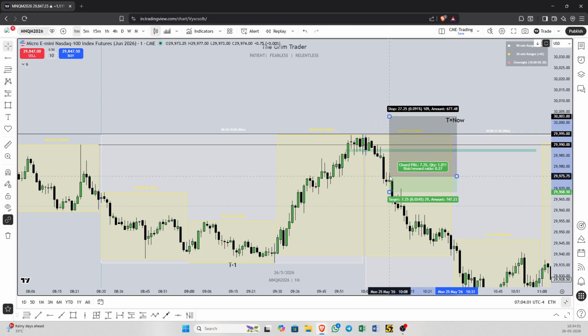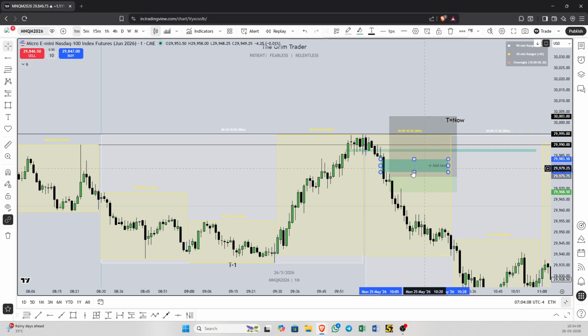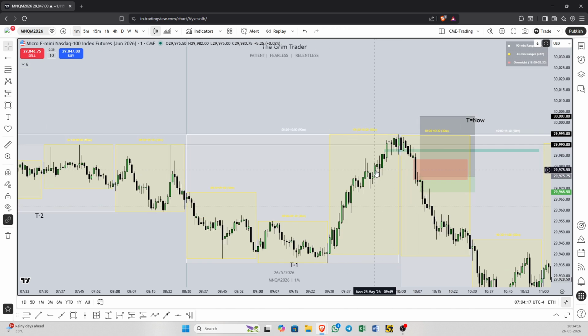However, at around 10:08, you know that this sell side imbalance is formed with a volume imbalance. So you include this in here. That's your bearish model 2022. This is a balanced price range because there's another buy side imbalance that just got inverted.